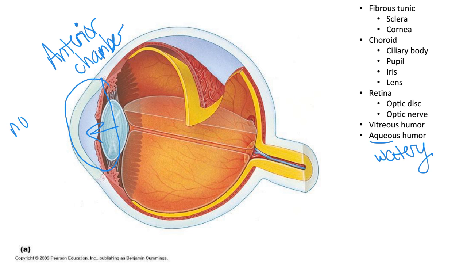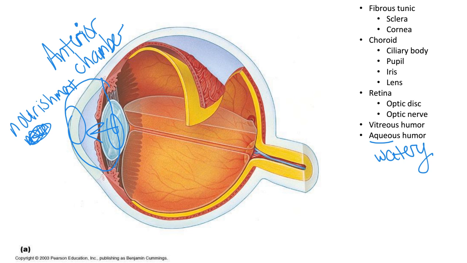It's going to offer nourishment to the lens and to the cornea, because those don't have a blood supply, because they would get in the way of the light and we'd see it. So we need those to be nice and clear. So we bathe them with this aqueous humor that helps nourish the lens here and the cornea here, helping keep them healthy. So we're constantly making this, draining it, moving it through here.